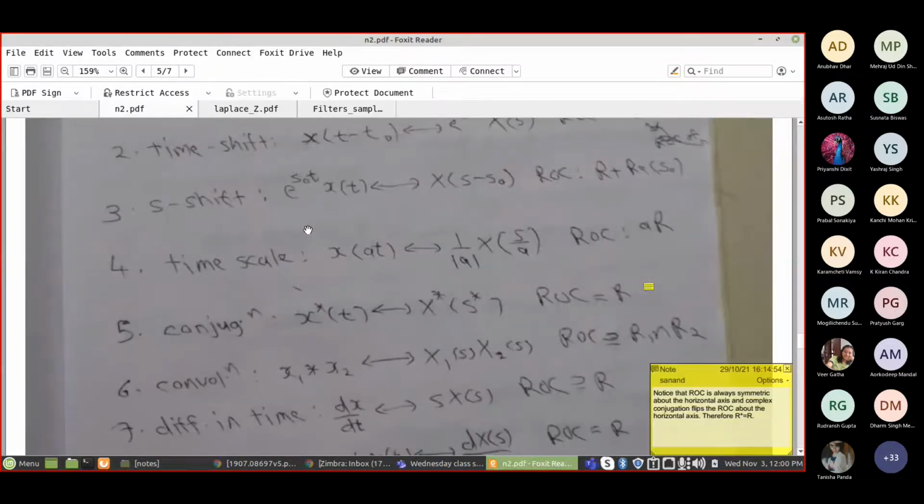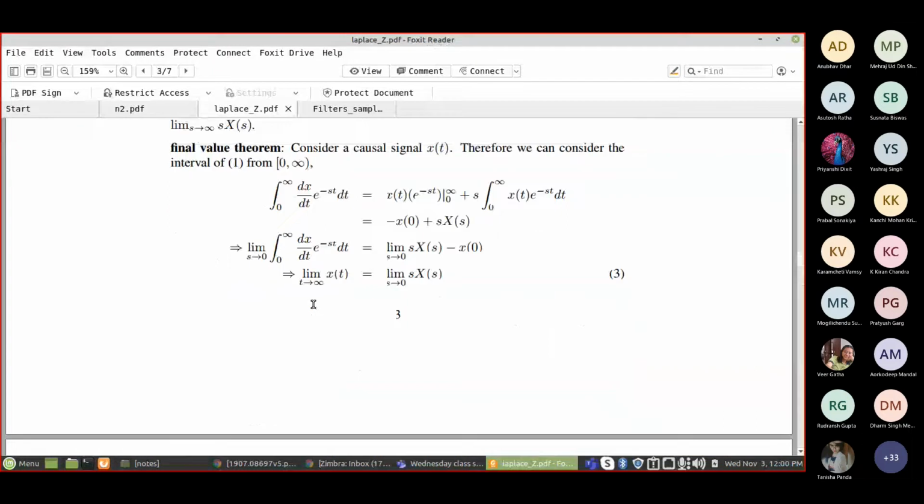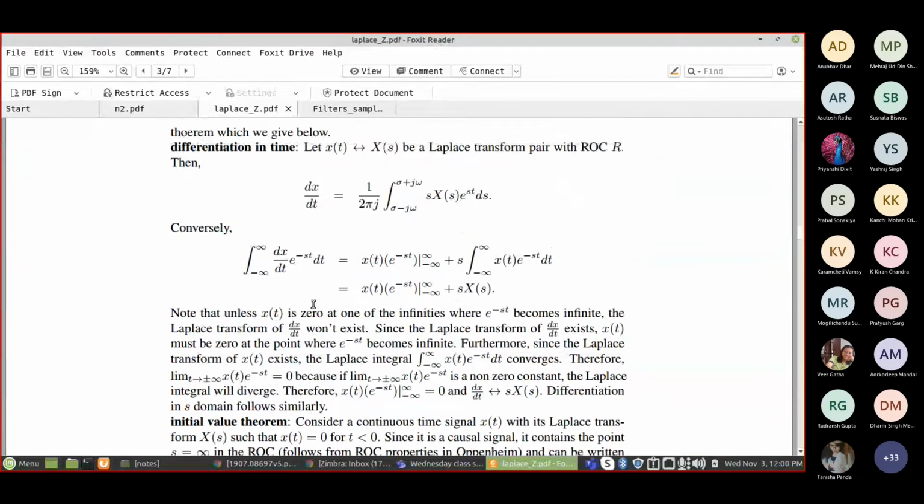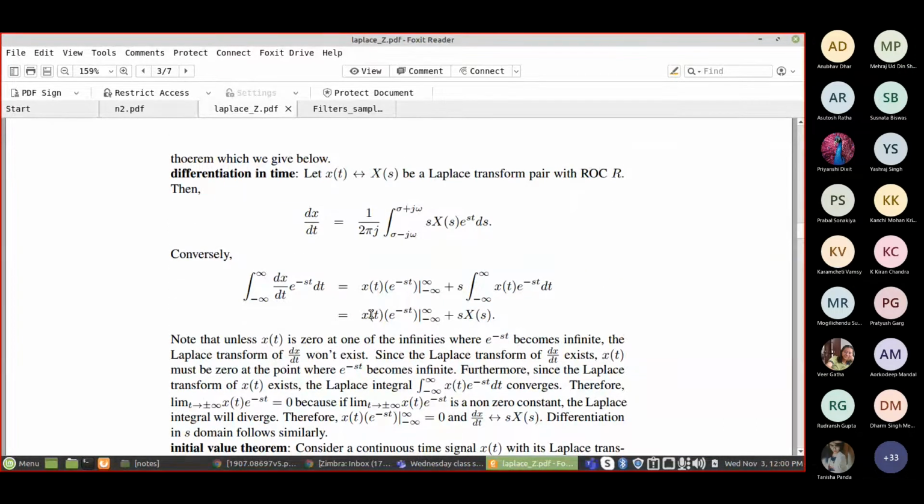Let me go through a couple of things which we discussed last week. One is regarding properties of Laplace transform, differentiation in time. There is still some confusion about this, so I will explain this more properly. Maybe last time I did not explain it as well as I would have liked.